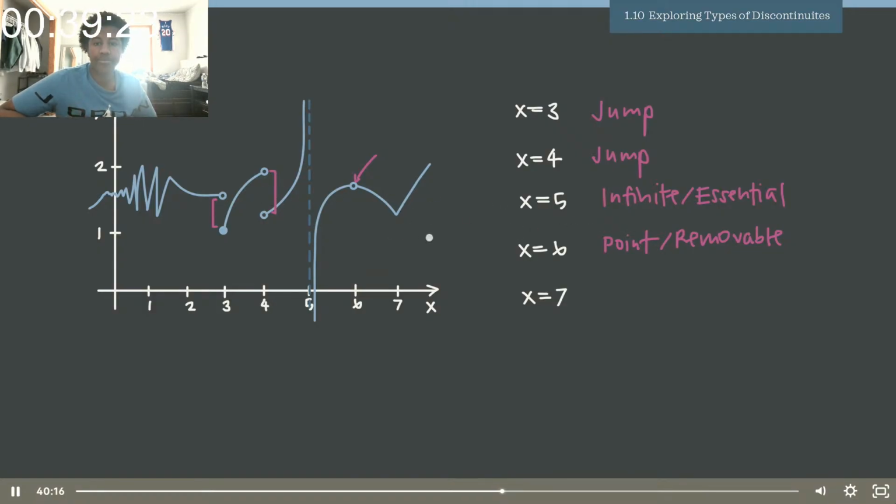Where x equals 3 and x equals 4, we have jump discontinuities. And then don't get fooled by something like x equals 7. This is a cusp, a sharp elbow in the graph, but that doesn't mean the function is discontinuous. There's actually no discontinuity there at all. The function is continuous at x equals 7.